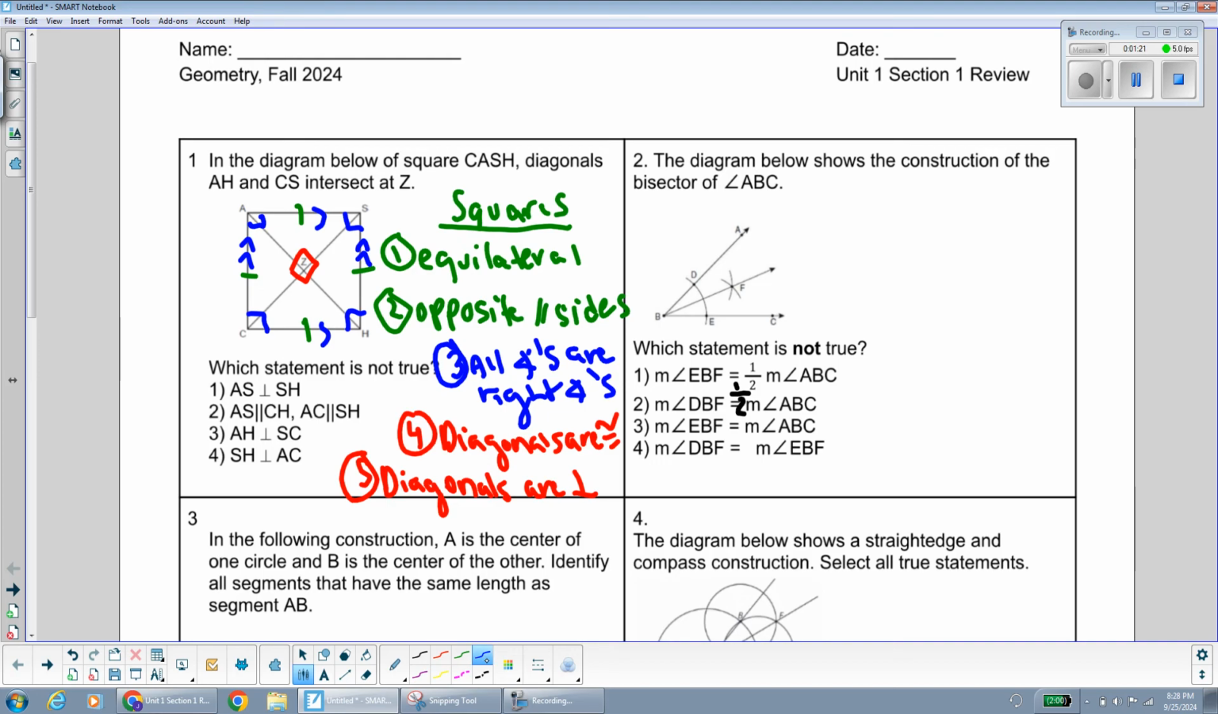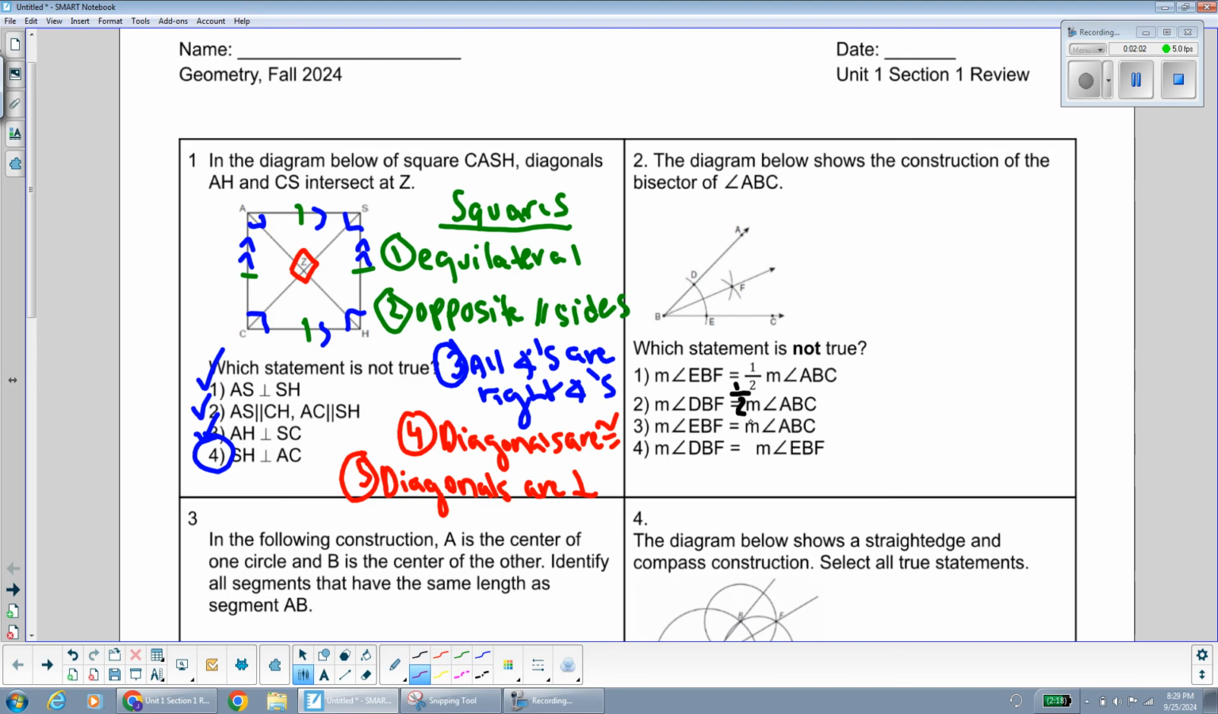We are looking for which statement is not true. So three are true, one is not true. AS perpendicular to SH. AS, SH, they do meet to form a right angle. That's true. AS parallel to CH. AC parallel to SH. True. AH, this diagonal, perpendicular to SC, this diagonal. True. SH perpendicular to AC. SH and AC are not perpendicular. They're opposite. They're parallel. That is the correct one.